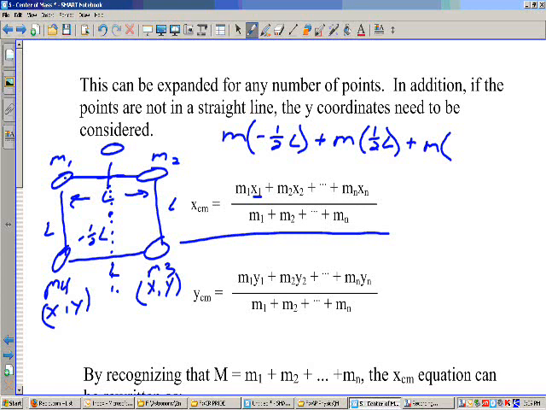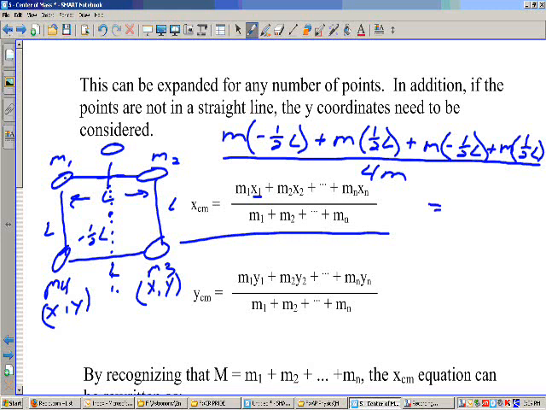And so this mass is going to be negative 1/2 L. Similarly, M3 is identical to M2. It's M times 1/2 L. That's what this top part is equal to. The bottom part, I'm just going to add up all my masses. Mass 1 plus mass 2 plus mass 3, and so on. Since I have 4 masses, each one is M, that adds up to 4M.